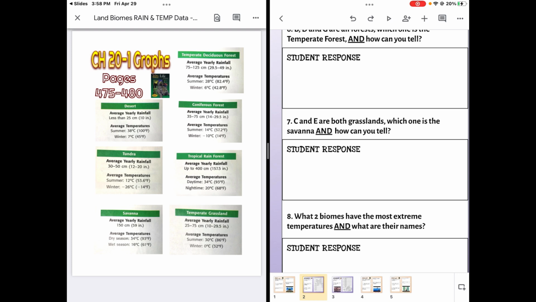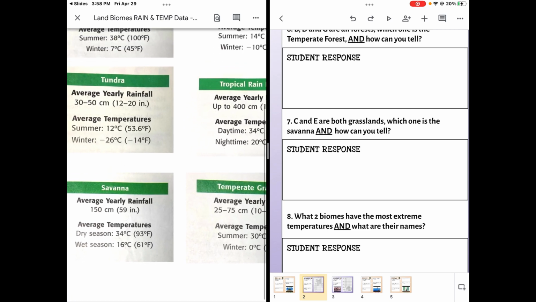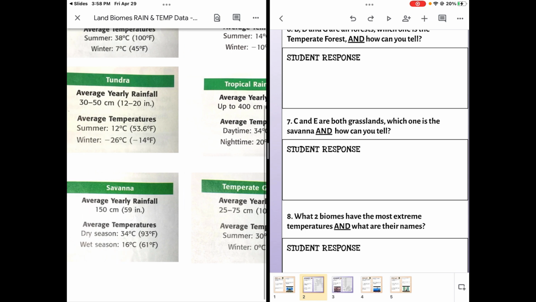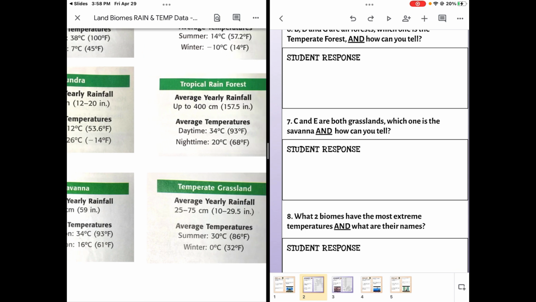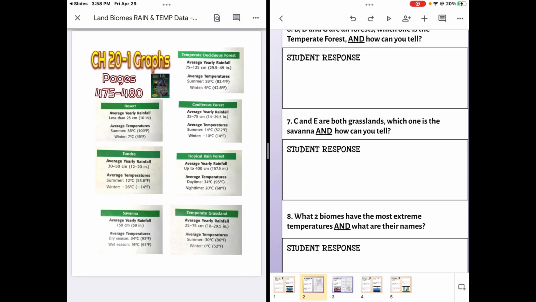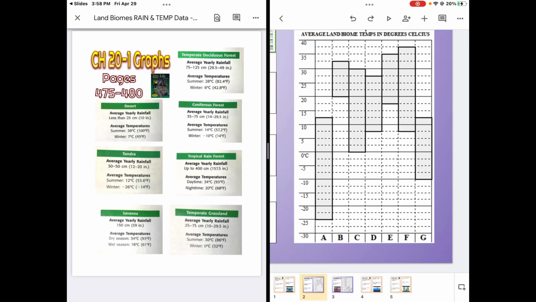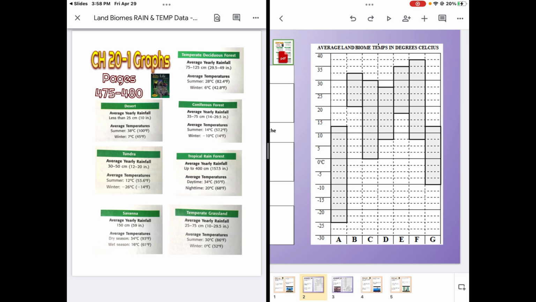So I would need to compare savanna and temperate grasslands, and I could check their temperatures and see which one matched the savanna. And then what 2 biomes have the most extreme temperatures, and what are their names? So we would look at the graph, and extreme temperatures means the craziest highs or craziest lows, the biggest changes. And so there are 2 that stand out, and you have to be able to name which 2 they are.